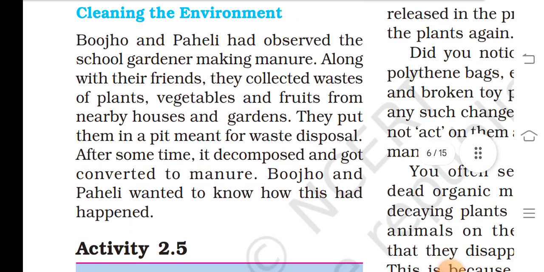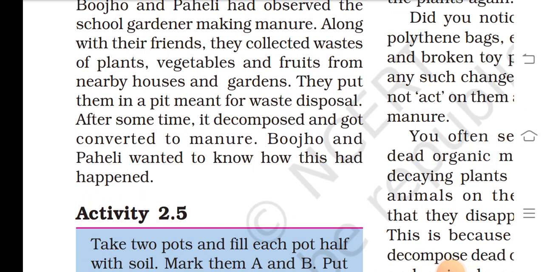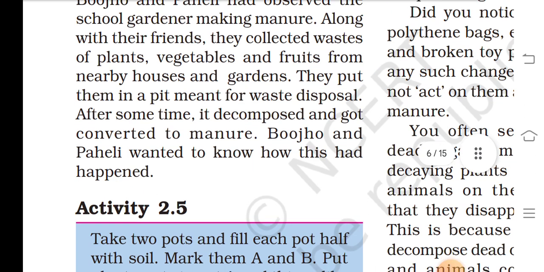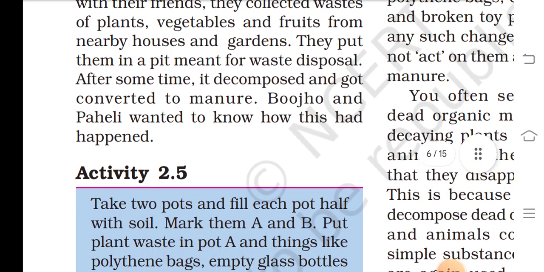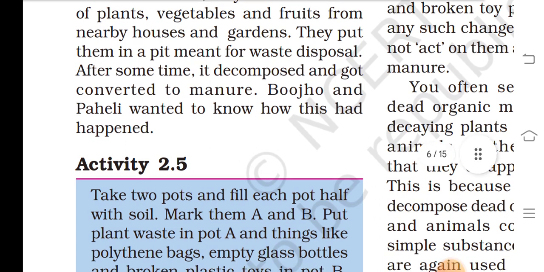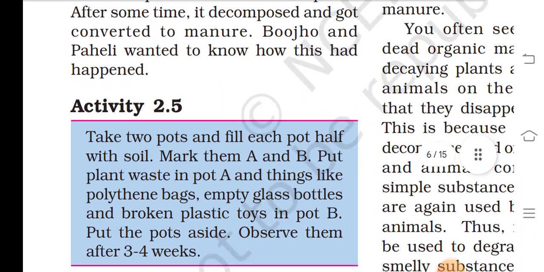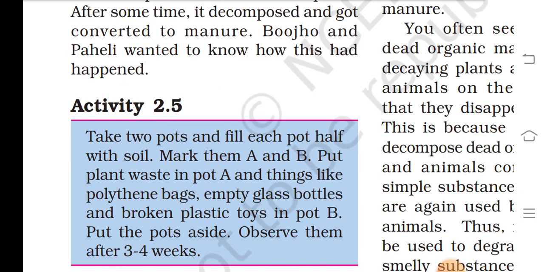Cleansing the environment. Boojho and Paheli had observed the school gardener making manure along with his friends. They collect waste of plants, vegetables, and fruits from nearby houses and gardens. They put them in a pit meant for waste disposal. After some time, it decomposed and got converted to manure. Boojho and Paheli wanted to know how this had happened.